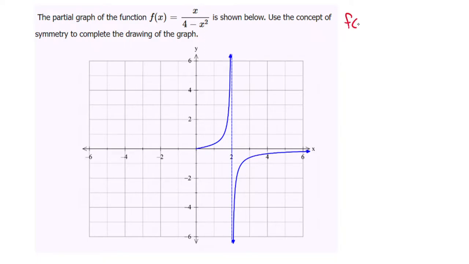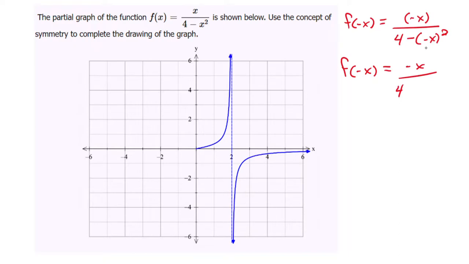So I'm going to go f of negative x, and then replace all my x's with negative x. So now we have negative x over 4 minus negative x squared, and see what we get out. So now f of negative x is equal to, so the numerator here would just be negative x over 4, and now just careful on this because we're squaring, right, this negative, so that becomes positive x squared, but then I'm still subtracting that, so minus x squared.